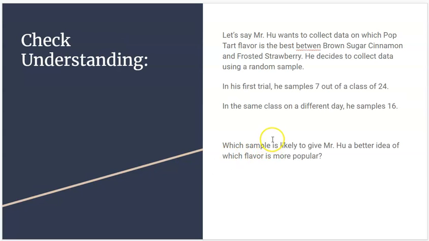So let's check for understanding here. Let's say I want to collect data on which Pop-Tart flavor is the best between brown sugar cinnamon and frosted strawberry. Those are the two I like the best anyway. So I'm going to use a random sample of my classes, right? I'm going to sample 7 students out of my class of 24 on day 1. And then on the next day, I'm going to sample 16. So which of these samples is more likely to give me a better idea of which flavor is more popular amongst my students? I'll give you a second to respond.